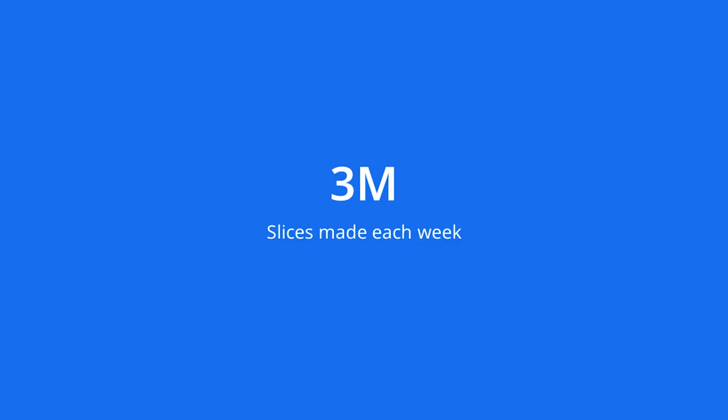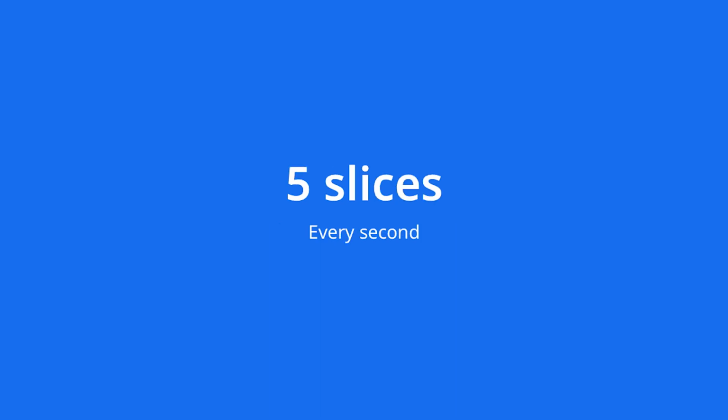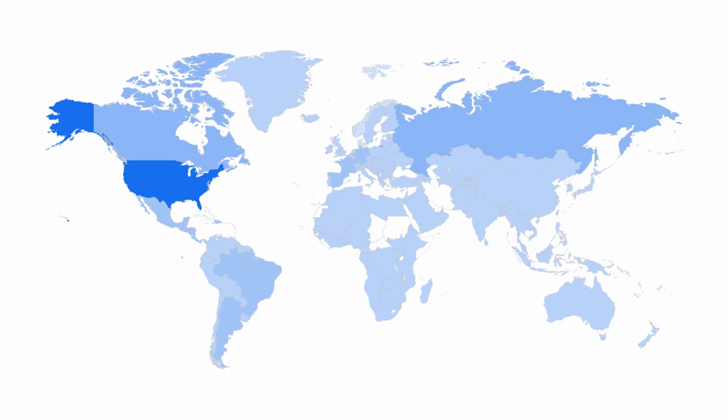Ultimaker Cura has seen phenomenal growth. But let me give you more detail. Each week, over 3 million slices are made. More than 5 slices every second. Can you believe that? Those slices are made in 197 countries worldwide, which means there are only a few countries where Ultimaker Cura isn't used.